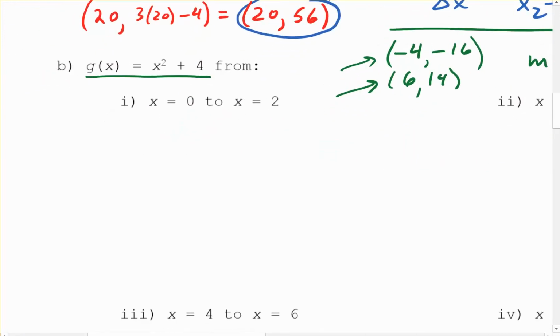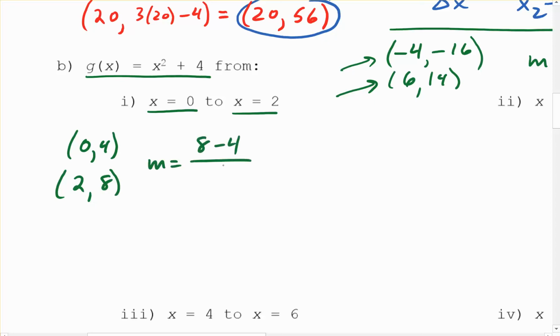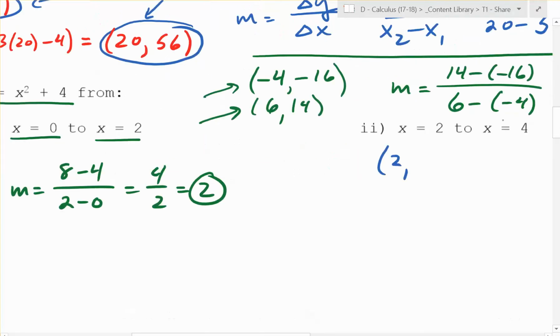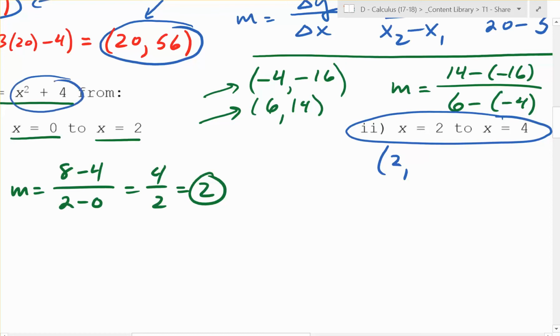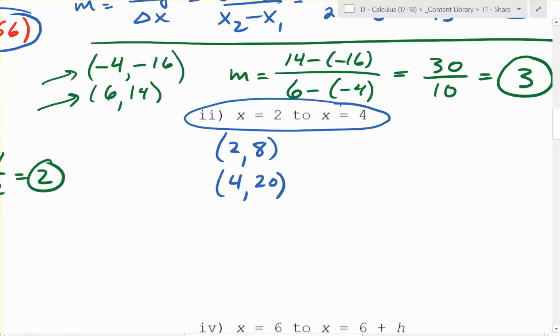In this function, we have x squared plus 4. So remember, we find our 2 points. It starts with x equals 0 and x equals 2. So it'd be 0, 4, and the point 2, 8. And you find the slope, which is going to be 8 minus 4 over 2 minus 0, which is 4 over 2, which is 2. Exciting, yay. Doing the same thing for this example with this function, plug in 2, we know it's going to be 2, 8. We plug in 4, it's going to be 4, 20. And when you do this one, you end up with 6.